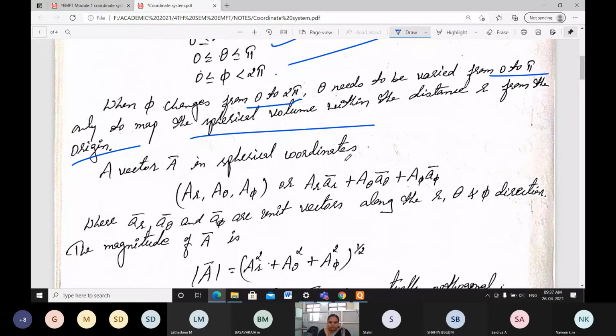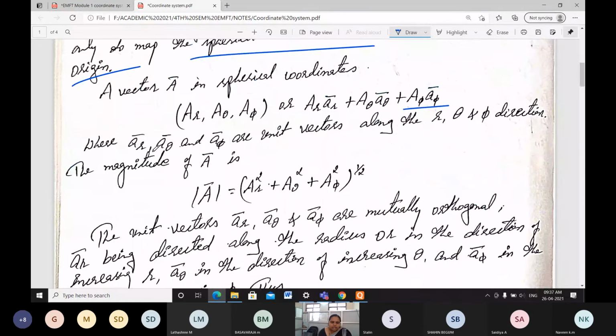Then the vector form for the spherical coordinate system is going to be A_r, A_theta, A_phi, or else A_r a_r plus A_theta a_theta plus A_phi a_phi, where the small letters a_r, a_theta and a_phi are the unit vectors along the r, theta and phi directions. The magnitude of vector A is the square root of A_r squared plus A_theta squared plus A_phi squared, to the power 1 by 2. Either method will be enough.